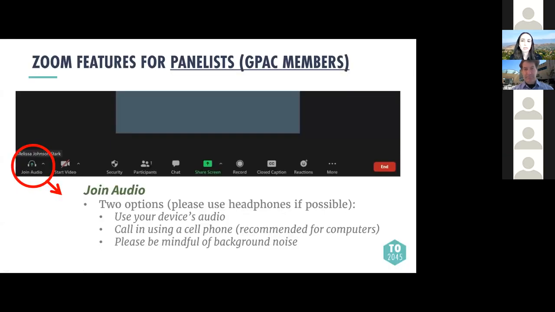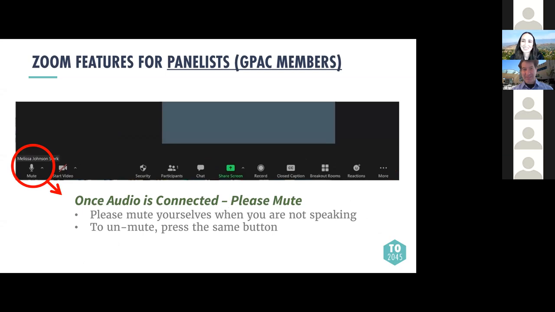So everyone's got their audio hooked up. Just to let you know, there's two options. You can use your device's audio, or you can use headphones like I am if you prefer. Just be mindful of background noise because we do have a large group here on our Zoom meeting. And please mute if you are not speaking. That's my next slide, yes. Once your audio is connected, just click that same button and that'll make sure you're muted. To unmute yourself, you can click that same button there.